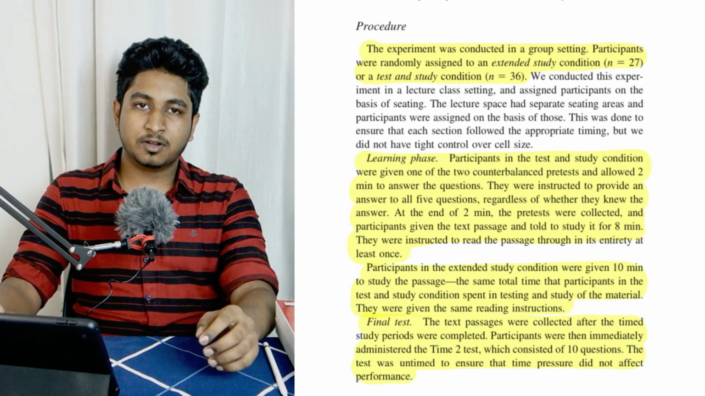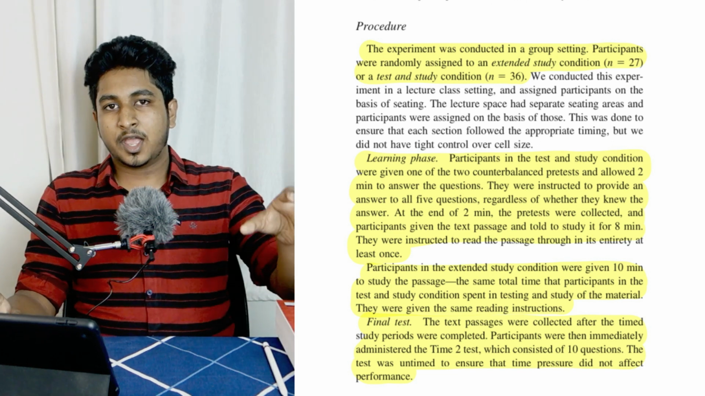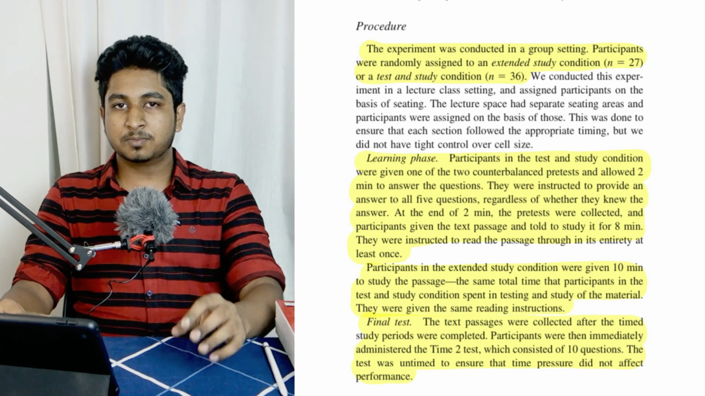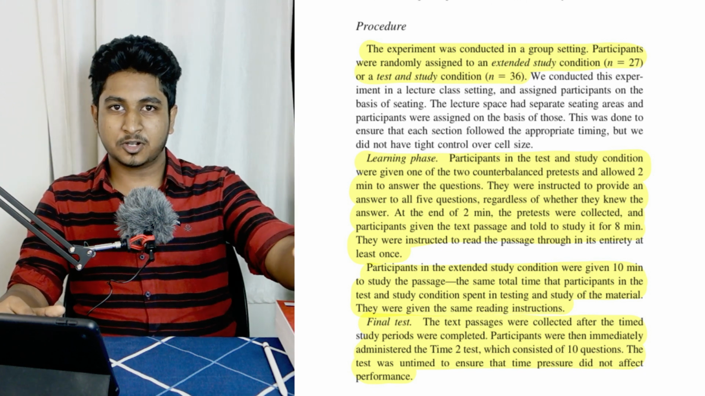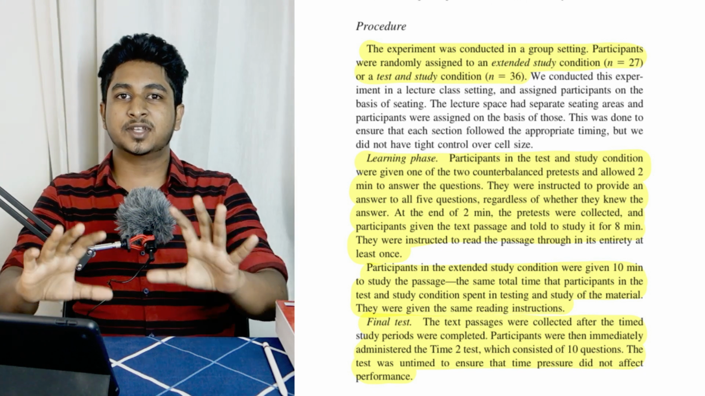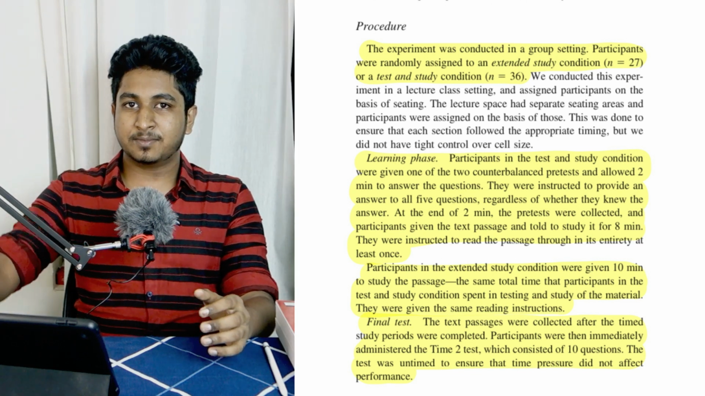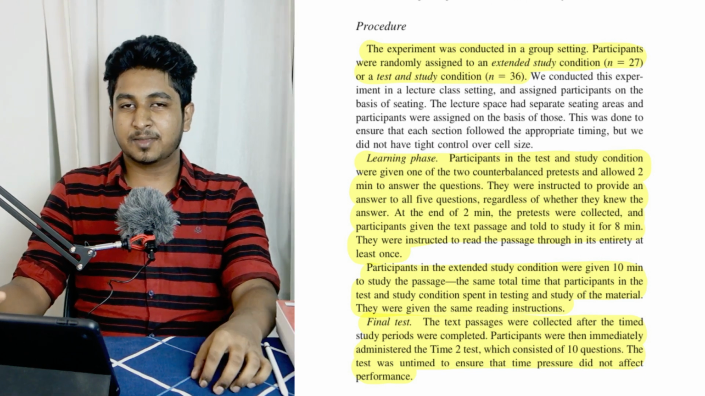The study included about 63 undergraduates who were randomly divided into 2 groups, and a 2-page study material was given to each group. One group had to attempt a pre-test for about 2 minutes, followed by an 8-minute extensive study session, and the other group was given an extensive 10-minute study session where they just studied the given material.